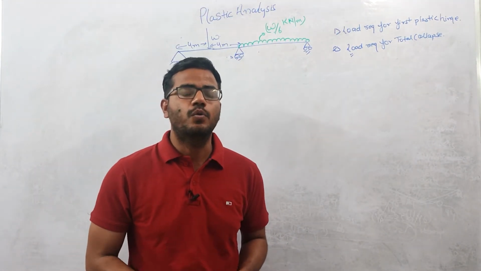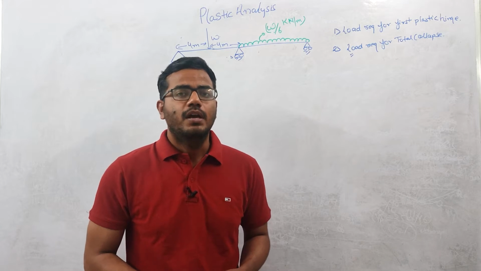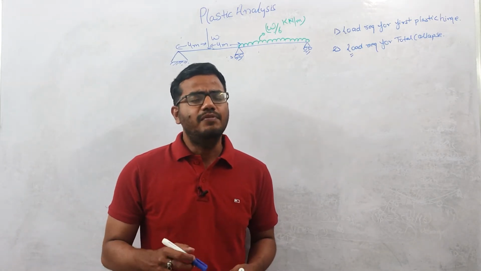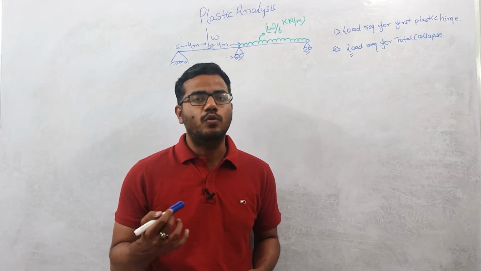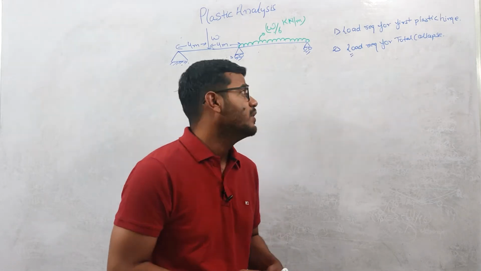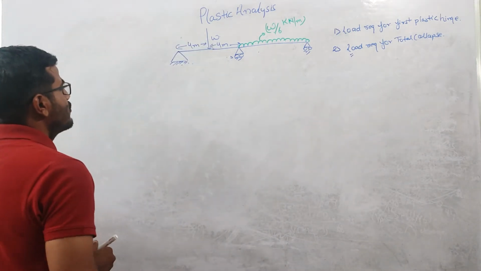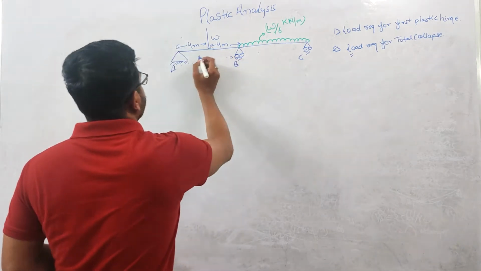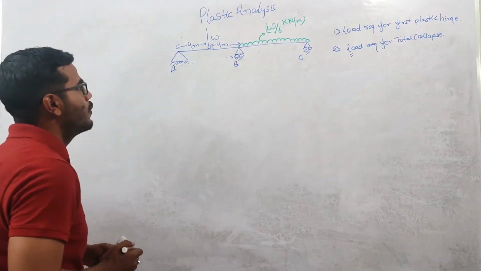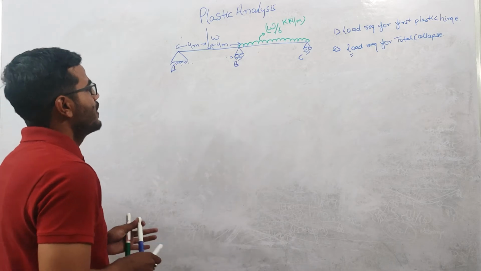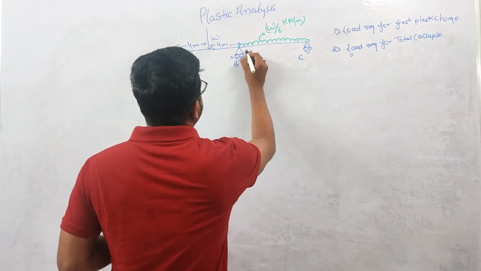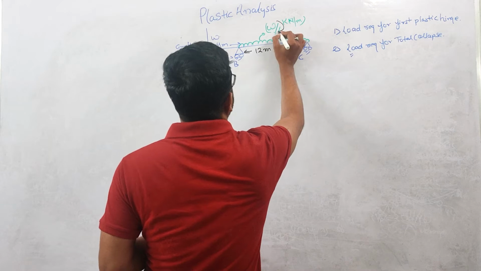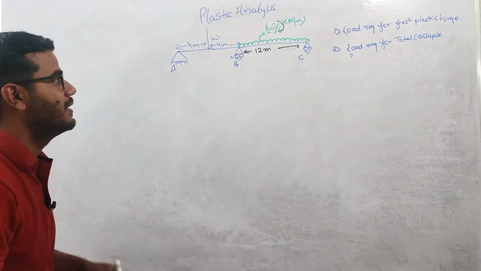In this lecture, we are going to discuss one problem in which we will be analyzing one continuous beam and we will be finding what the collapse load will be for this structure, right? So here we are given this continuous beam ABC, which is loaded. The AB portion is loaded with a point load acting at the center, and the BC portion is loaded by a UDL. And the magnitude of this UDL is given as W by 6 kilonewton per meter, right?